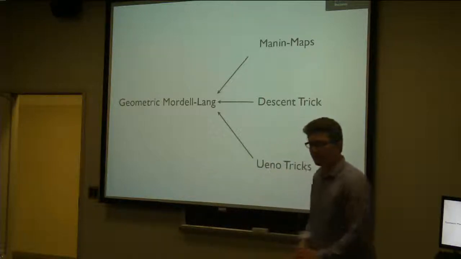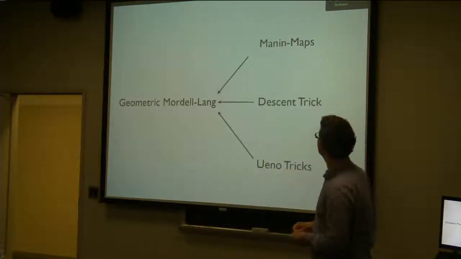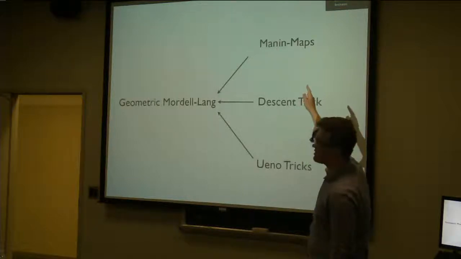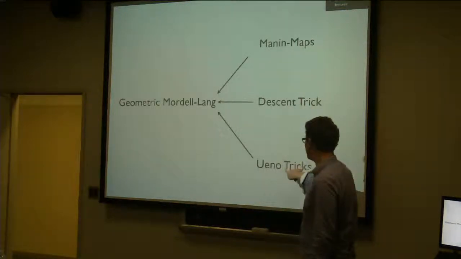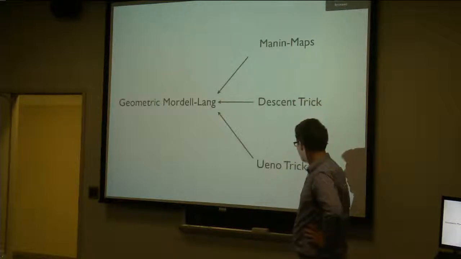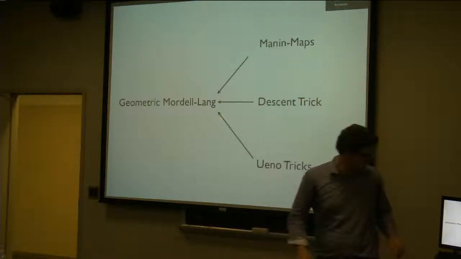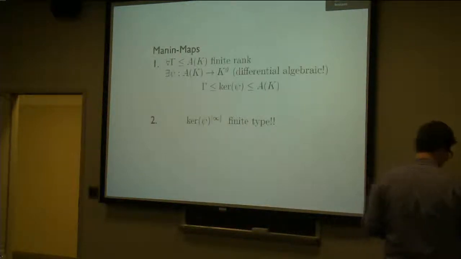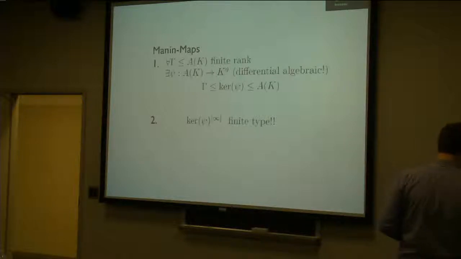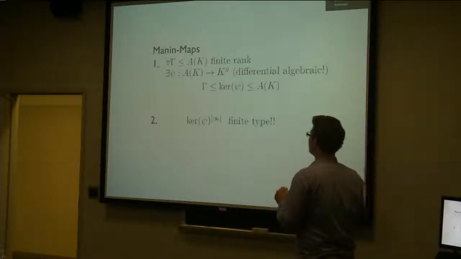Okay, so there are three components of the proof that go into this thing. There's Manin maps, there's a descent trick, which is the heavy-duty piece, and then there's these Ueno tricks. And I'm going to have to explain what some of those things are. First, I need to maybe explain some notation here that I didn't introduce. But let me say this first.